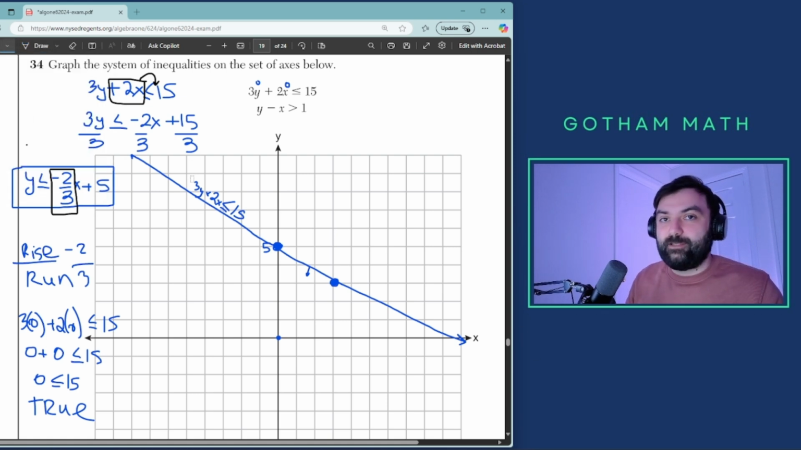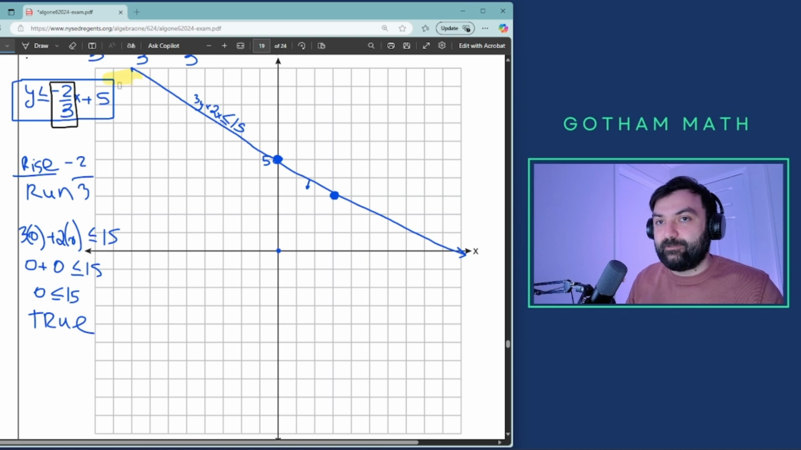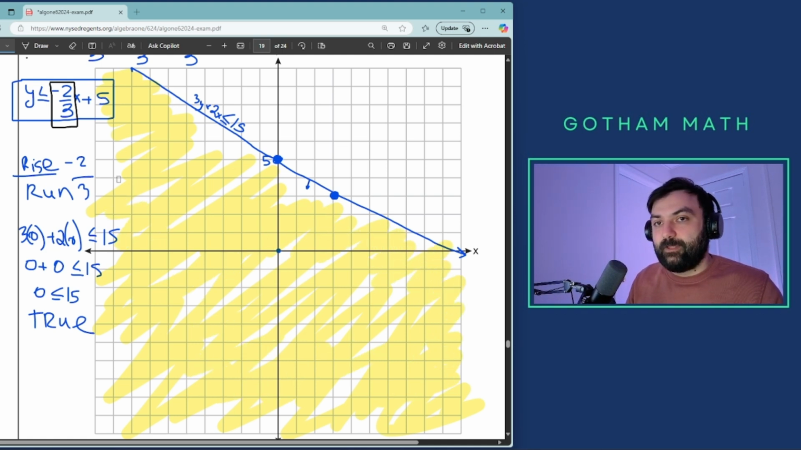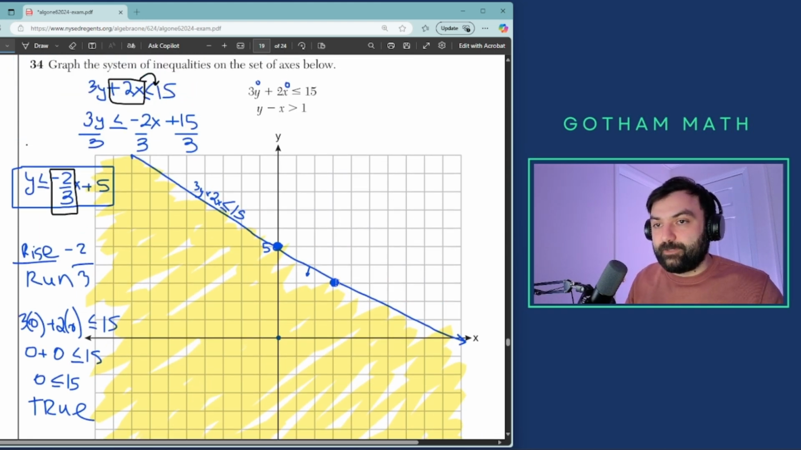How do you shade? Just use a pencil and lightly do this. I just recently discovered that I have a shading tool on this PDF file. So this is how you do it. You shade everything that's below this line. And this is it. This is a complete graphing of a linear inequality with shading complete.